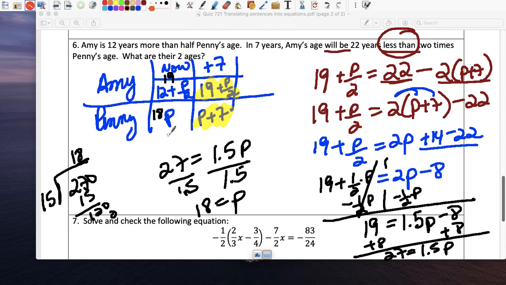And in 7 years, Penny will be 25, right? 18 plus 5. 18 divided by 2 is 9. 9 plus 18 is 28. So in 7 years, Amy will be 22 less than 2 times Penny's age. So if you multiply Penny's age by 2, you get 50. Isn't 28, sorry, 22 less than 50? Yeah, so we're good.